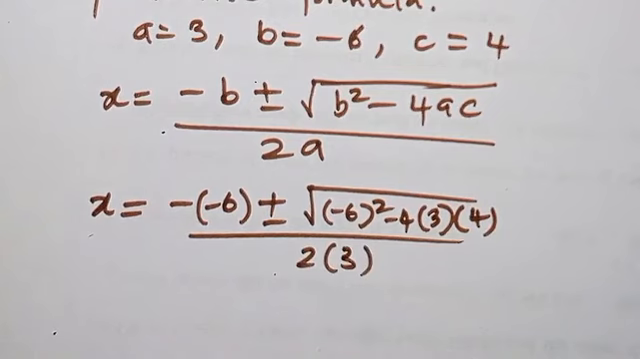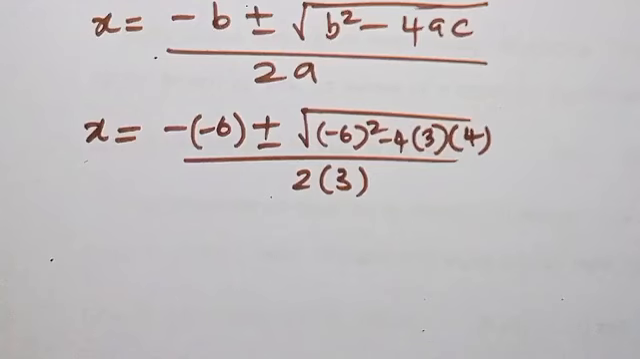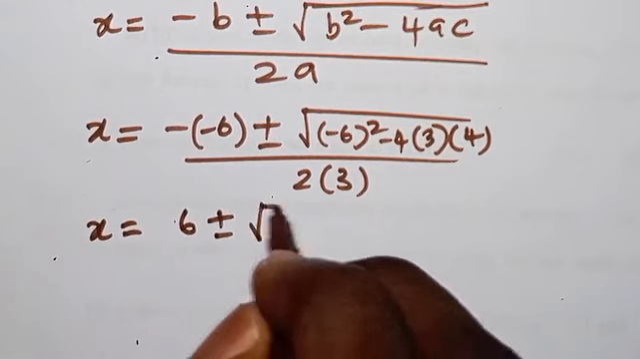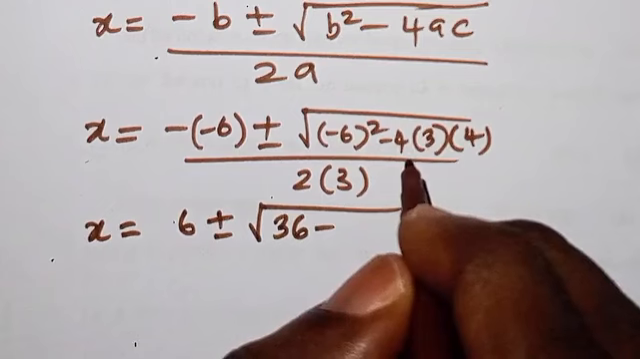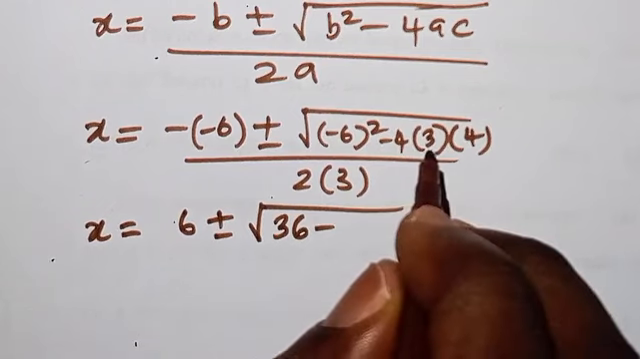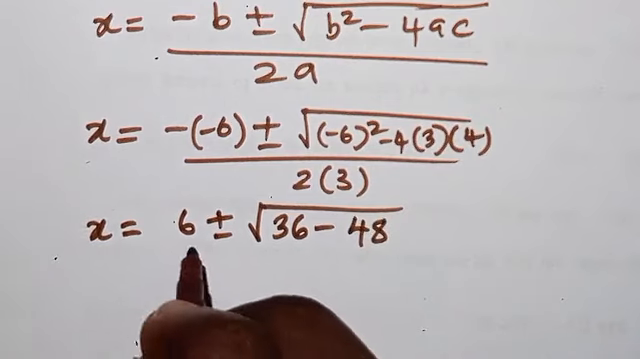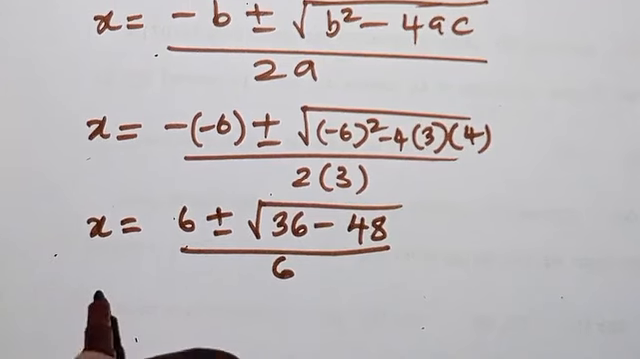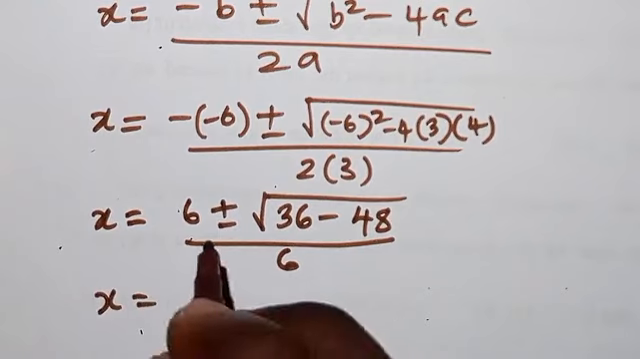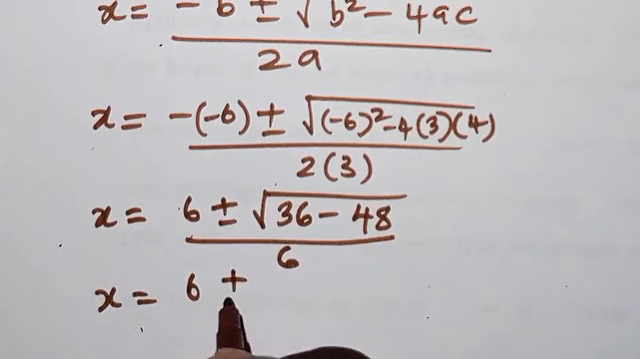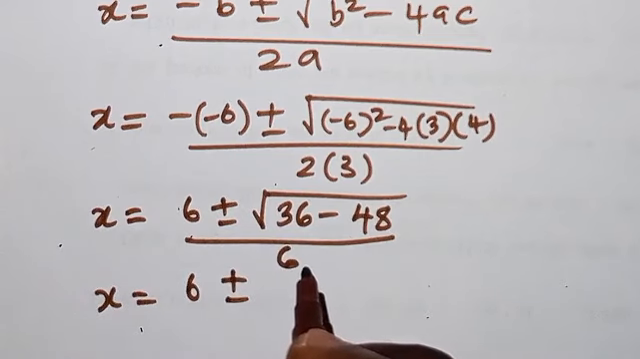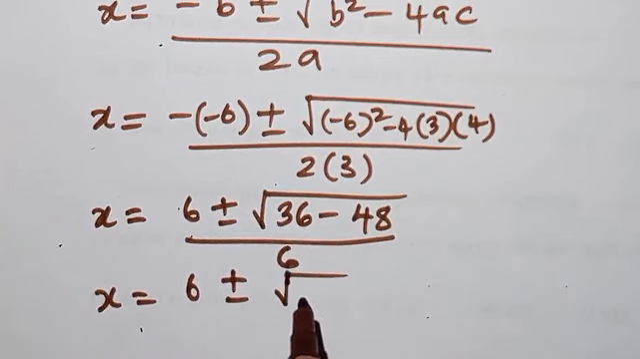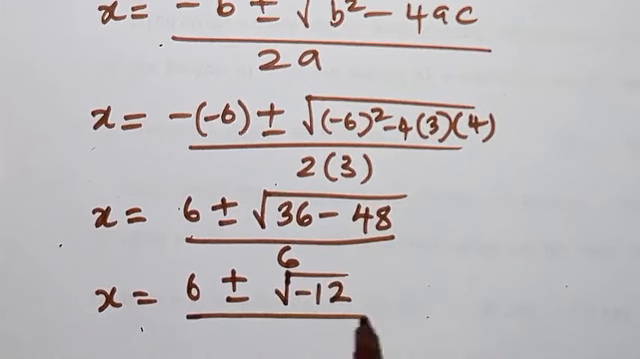So we have x equals 6 plus or minus the square root of 36 minus 4 times 3 times 4. 4 times 3 is 12, 12 times 4 is 48, then divided by 2 times 3, which is 6. So from there, x equals 6 plus or minus the square root of 36 minus 48, which is the square root of minus 12, all over 6.